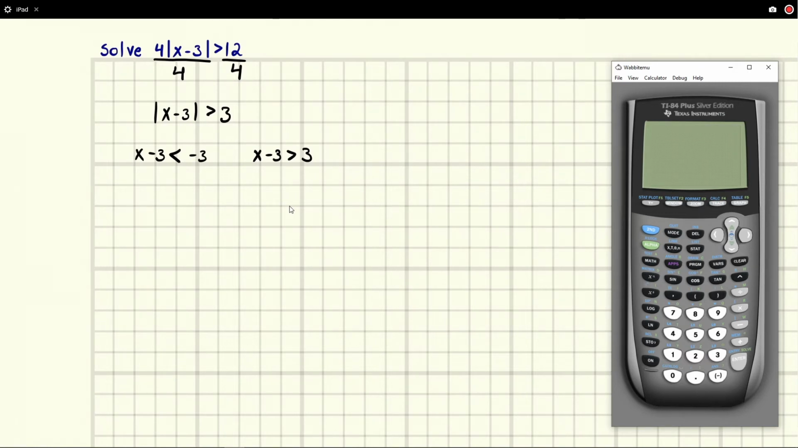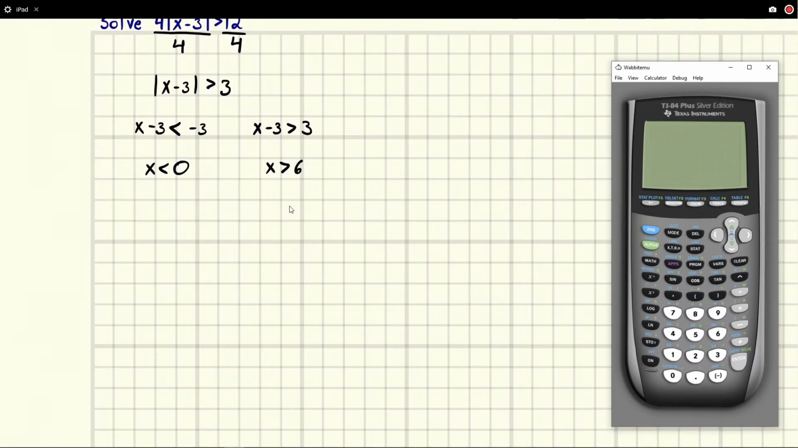So now solving this, if we add 3 to both sides, we're going to get x is less than 0. And on this side, we add 3 to both sides, and we're going to get x is greater than 6. And so if we were to graph this, let's go ahead and graph it. So x has got to be less than 0. So let's put 0 down, and let's put 6 down. We'll put 6 over here.